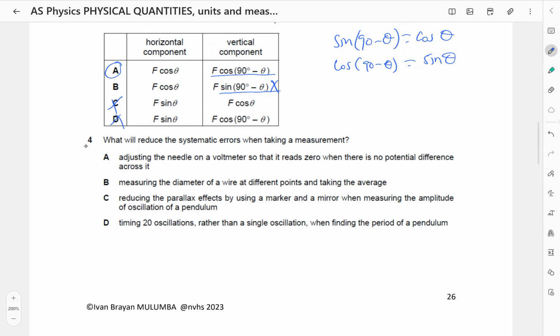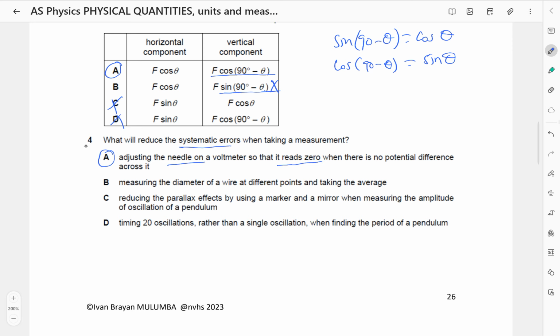What will reduce the systematic errors when taking a measurement? A. A is saying adjusting the needle. Remember, systematic error is with the instrument. If you don't cater for that systematic error, it will always appear in the measurement. So adjusting the needle on the voltmeter so that it reads zero when there is no potential difference, that is when we are removing a systematic error. Removing a zero error is removing a systematic error.